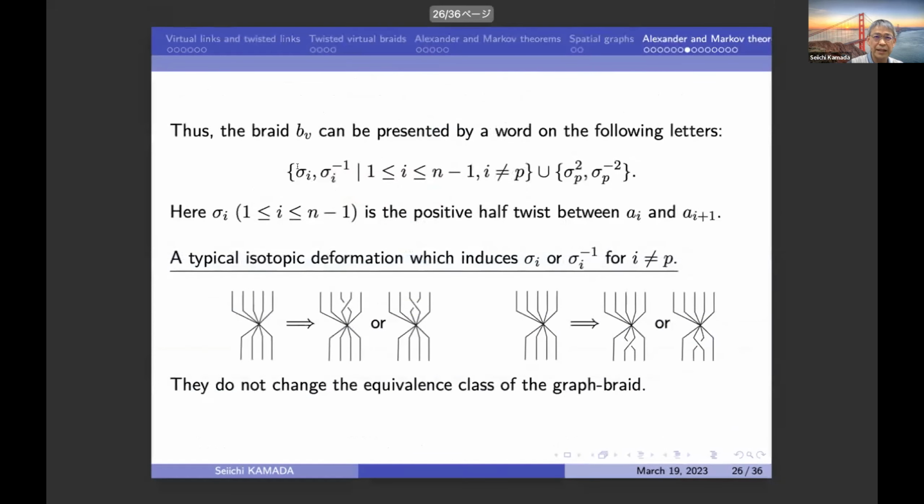Okay? So this type of braid, but I is not equal P, or sigma P square or sigma P negative square. Okay. And if it's the sigma I case, then these are the moves. If I is smaller than P, then these moves. And if I is bigger than P, then these moves. And these moves are just graph braid equivalence. We consider these the same braid.